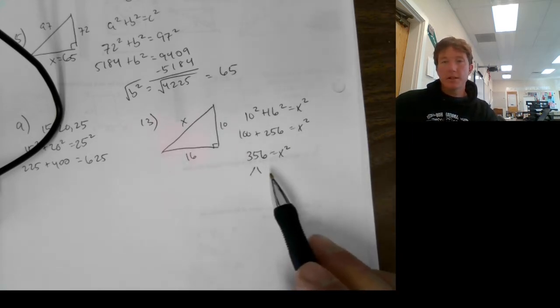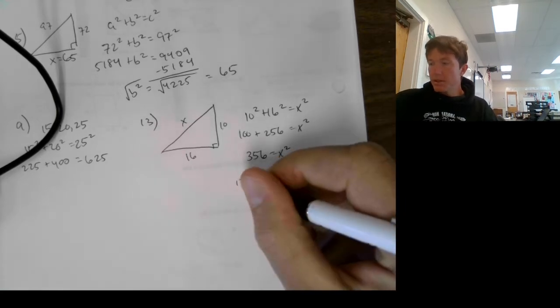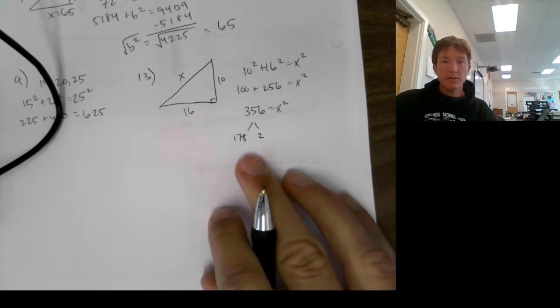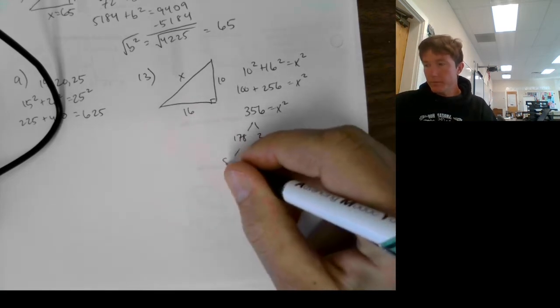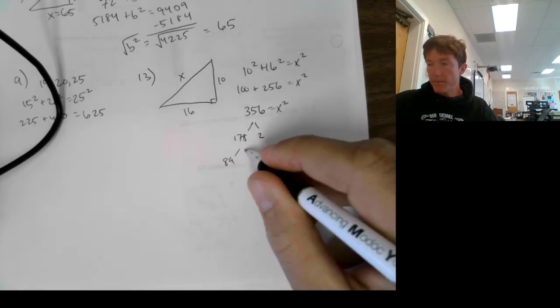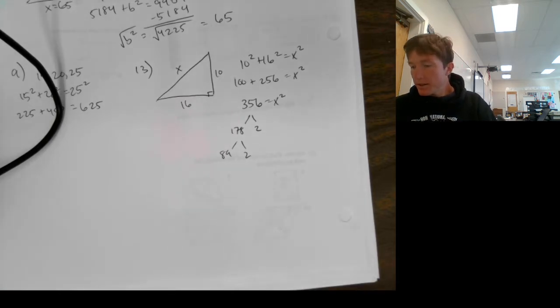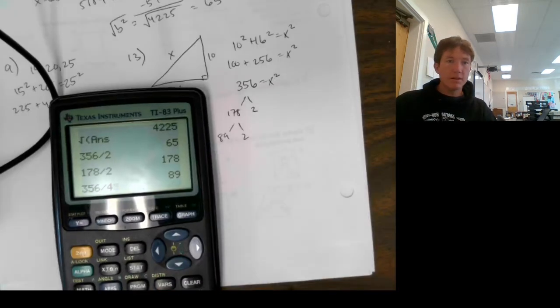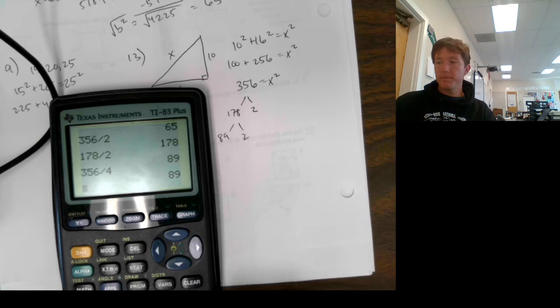Alright, so this is 356. It's an even number, so it's going to be divisible by 2. So 356 divided by 2, that's 178 and 2. Again, we have another even number. So I can divide by 2 again. Get 89 and 2. 89 is a prime number. Okay. Another way to do this is to divide this number by squares that you know. So in this case, I could have just done it by 4 to get 89.